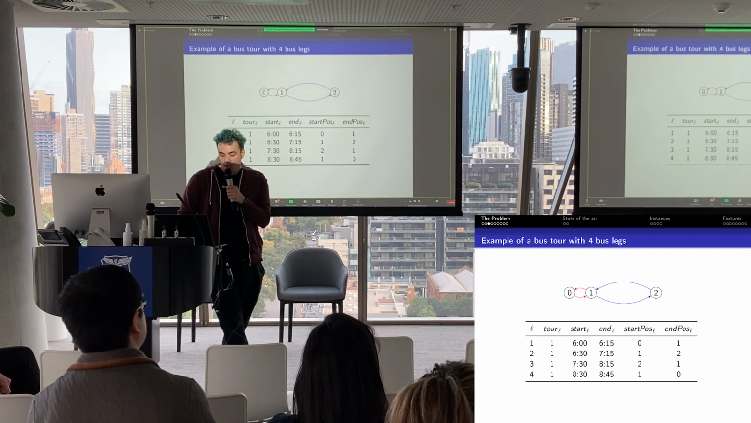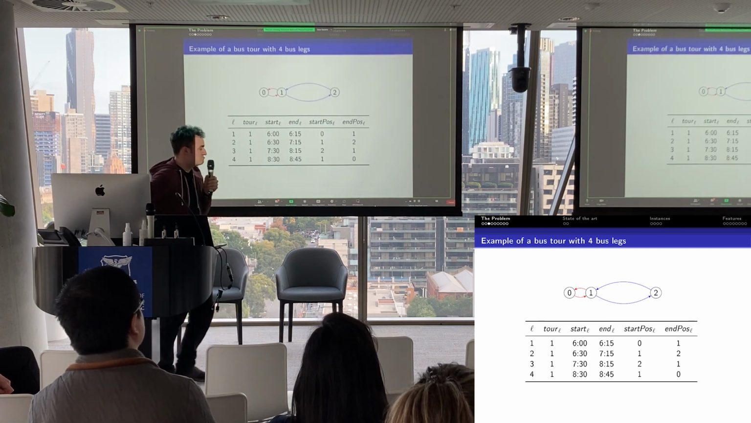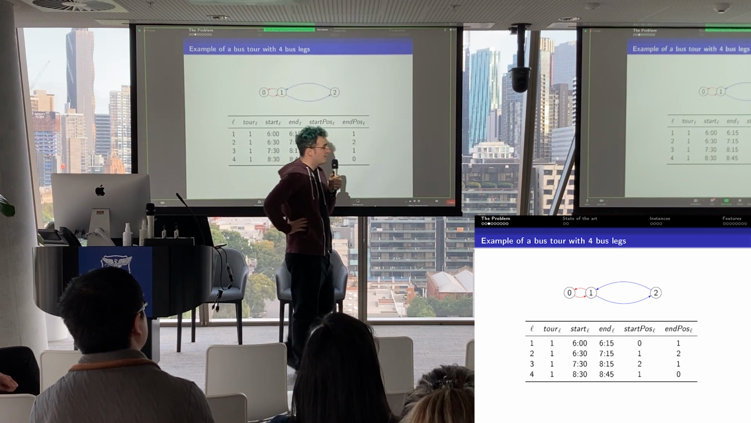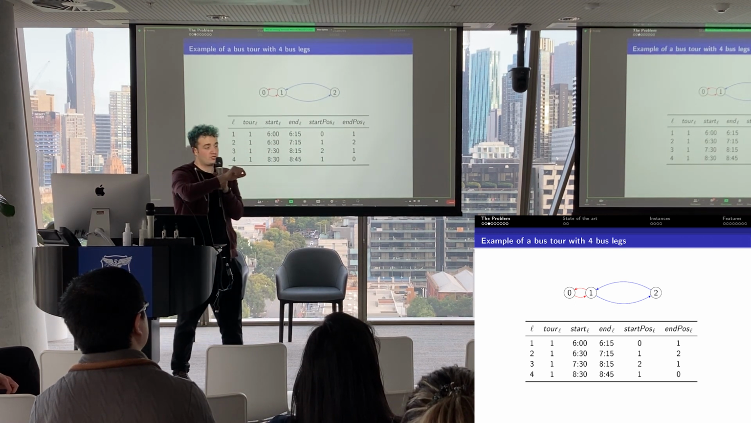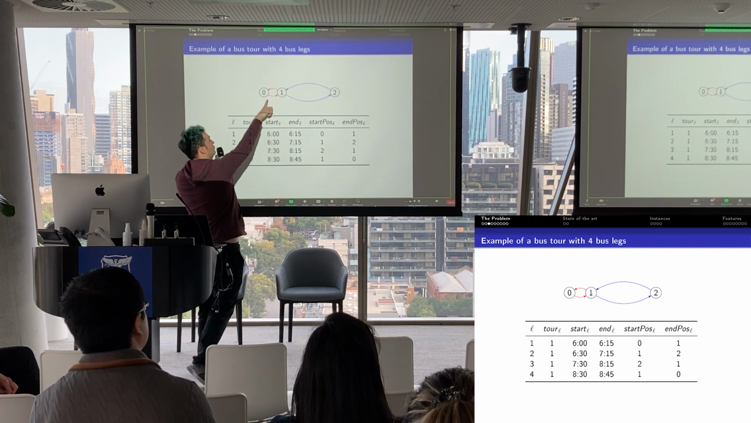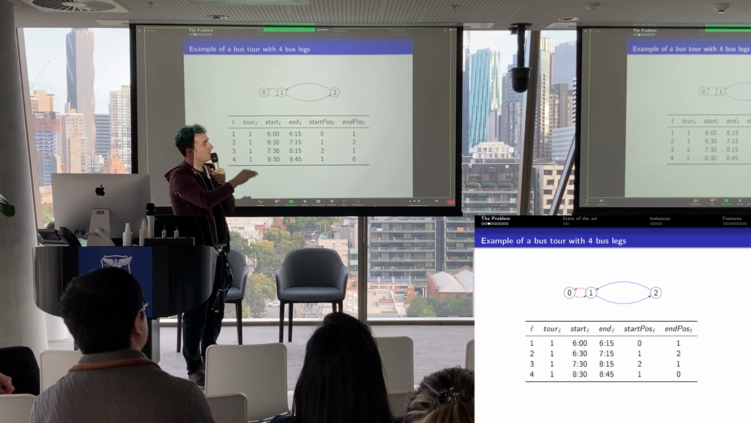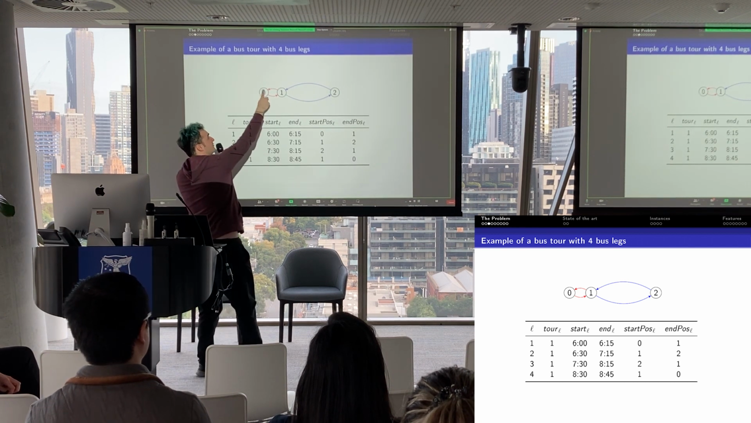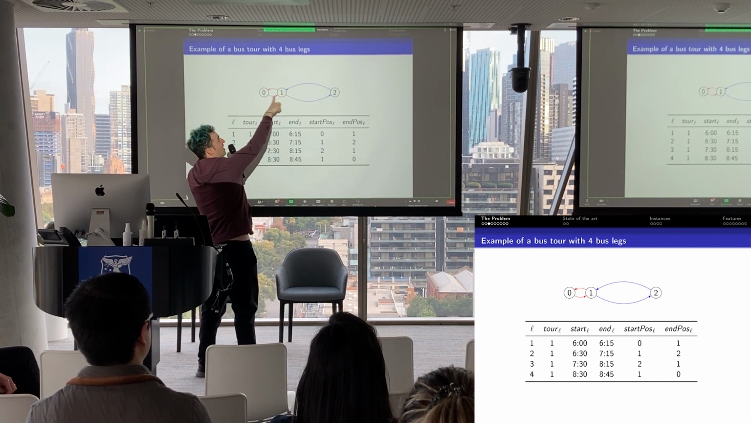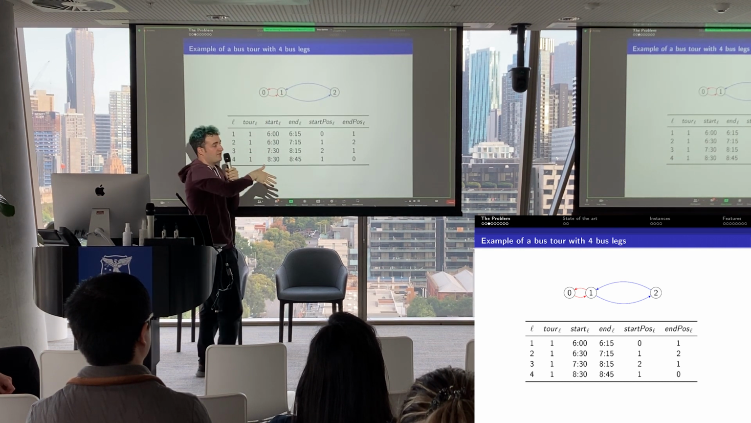Here we have an example of a bus tour. You can see three nodes. Each of these nodes is a bus stop. In reality, actually, 0 is the bus depot. If you think about it, what does a vehicle do during the day? A vehicle starts from the depot, from 0, then it travels from the depot to bus stop 1, and the driver takes a break.